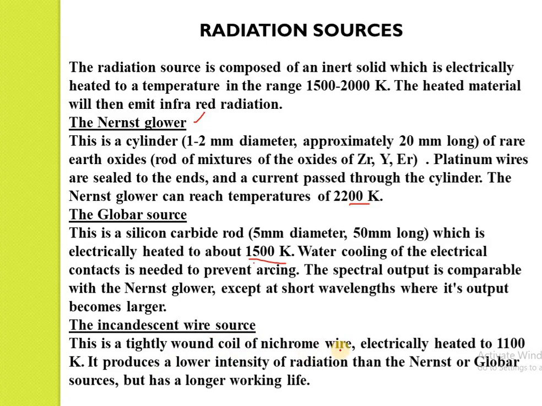So these two sources can be used, or we can use an incandescent wire source, which is a tightly wound coil of nichrome wire electrically heated to 1100 Kelvin. It produces a lower intensity of radiation than the Nernst or Globar sources, but has a longer working life. So different radiation sources can be used, with their temperatures and lifetimes as discussed.